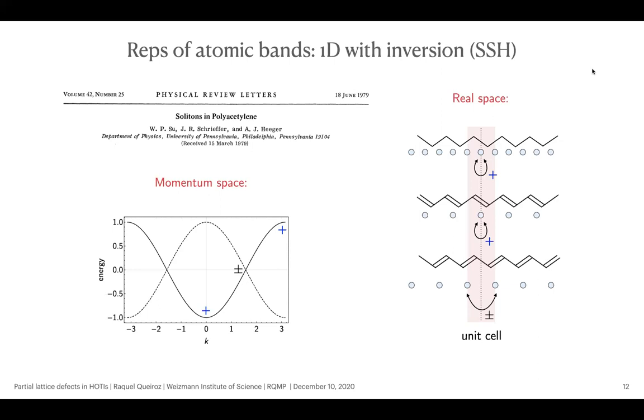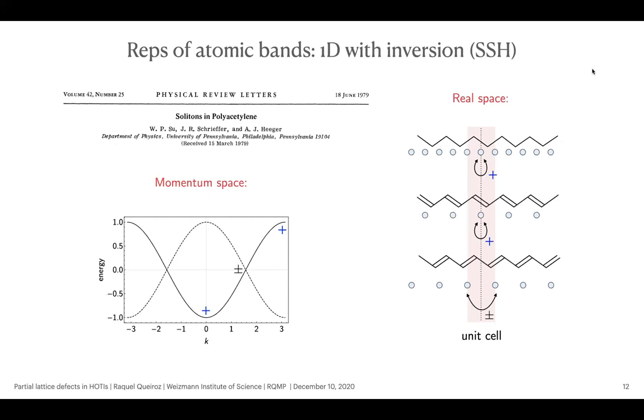If I put periodic boundary conditions, I can create a ring. And I would have two inversion points. But of course, I could have chosen another one and the argument would still stand, right? Because in the end, it's all related by translation. Every single inversion center is related by translation.